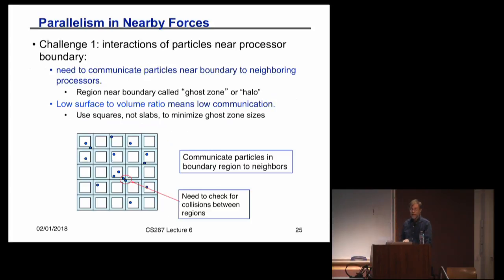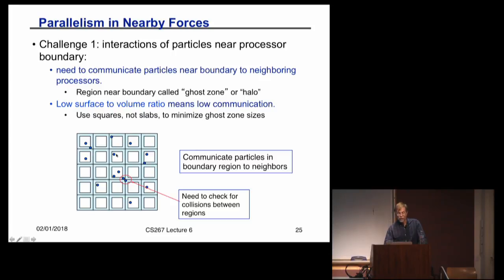So here's the idea. I just need to understand the interactions of particles that are near the boundaries. So it's that surface to volume effect that we had before. So for each domain that's assigned to a processor, I'll look at the border region. Sometimes that's called a ghost zone or a halo. Those are different words in the literature, but it's the particles near the border.